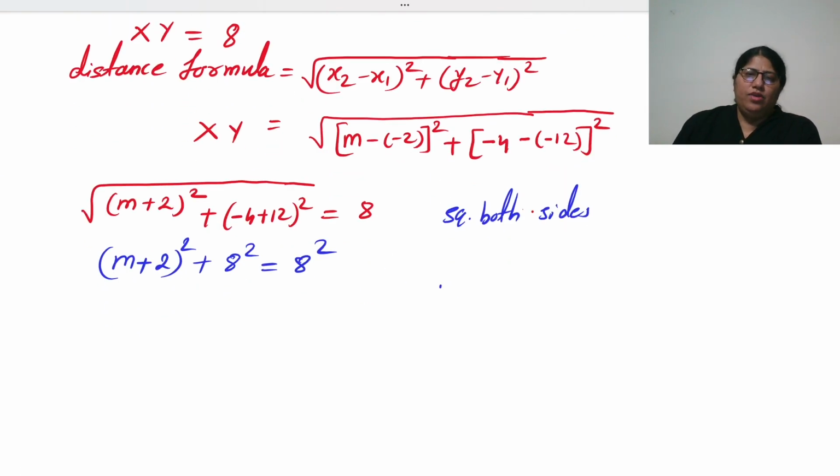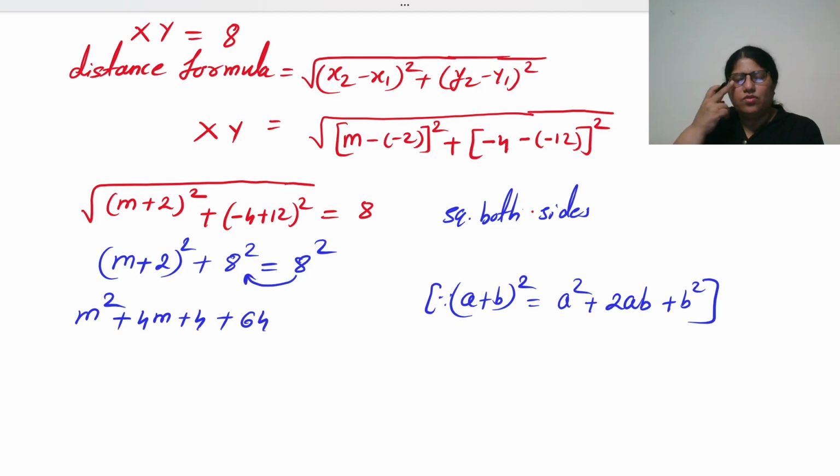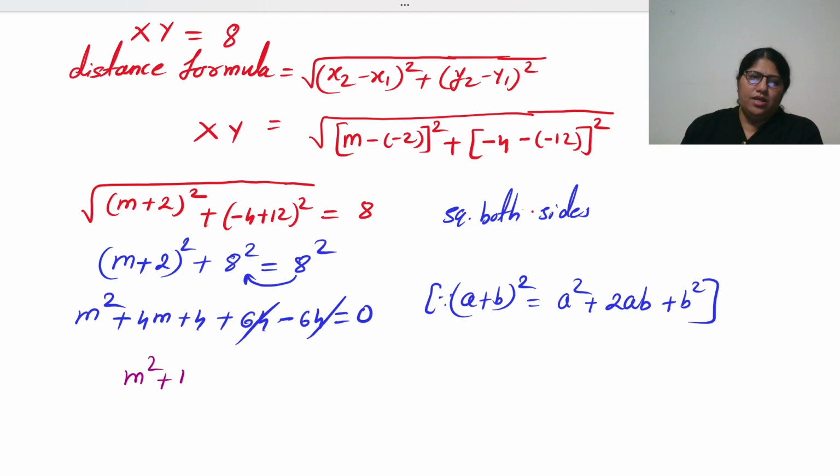Simplify this. Again, we have to use the identity a plus b whole square. What is the identity a plus b whole square? It is a square plus 2ab plus b square, right? So how can we write it here? m square plus 4m plus 4 plus 64, and I am bringing this to the LHS because I can see that here it is a quadratic equation. So this question is an integration with the quadratic equation, and these kinds of questions, where there is an integration of two topics, come in the board exam. So what do we have here? m square plus 4m plus 4 equals 0, right?